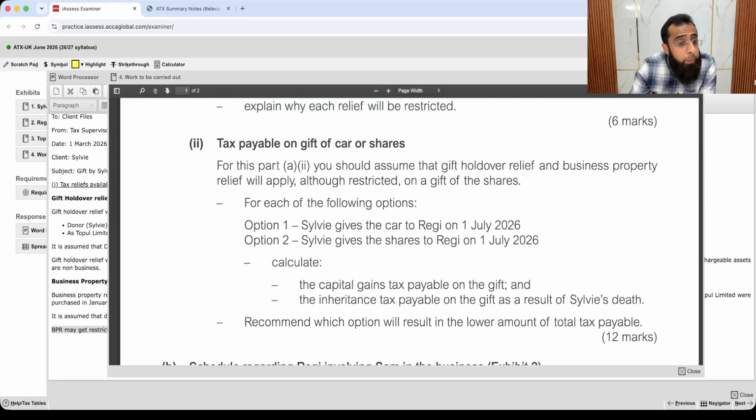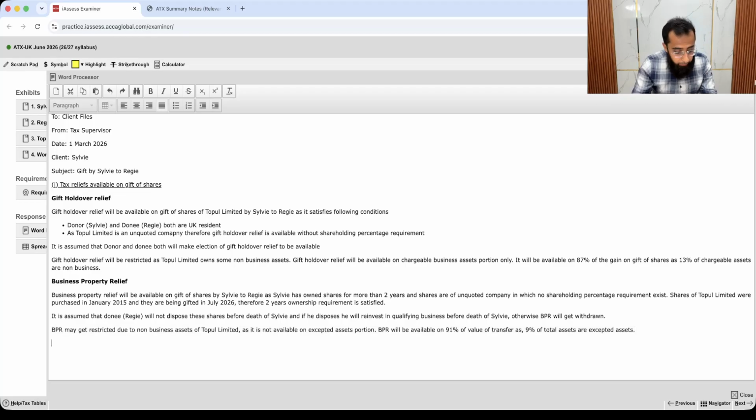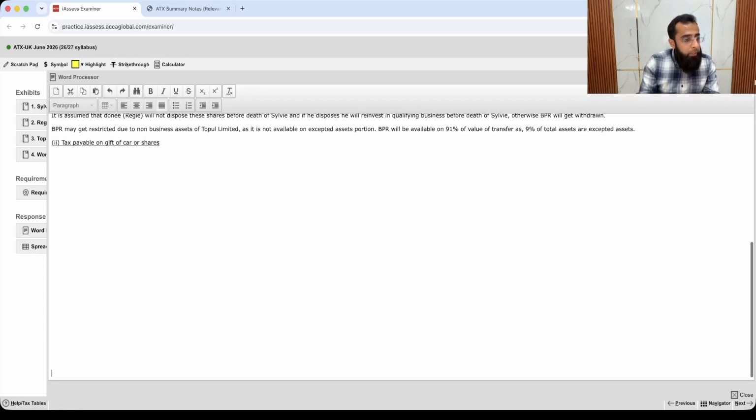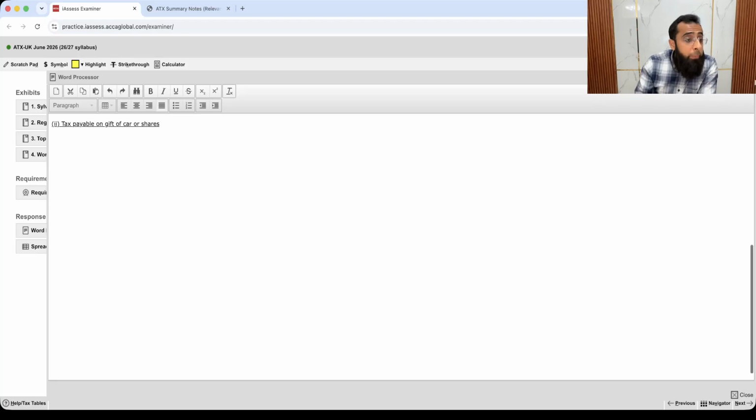Let's move forward. Part 2. Tax payable on gift of car or shares. So let's paste it here. Sir, how do you paste it? Control V. But as I said, sometimes in the examination, the copy paste function is not working. So please don't worry in that case.